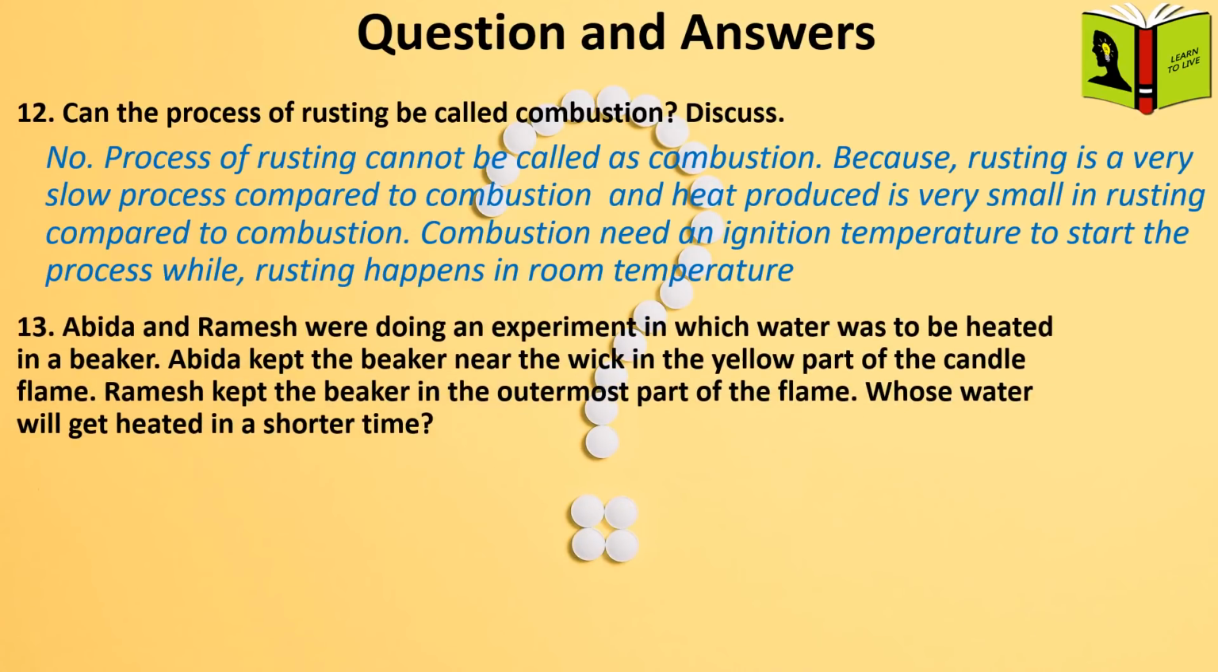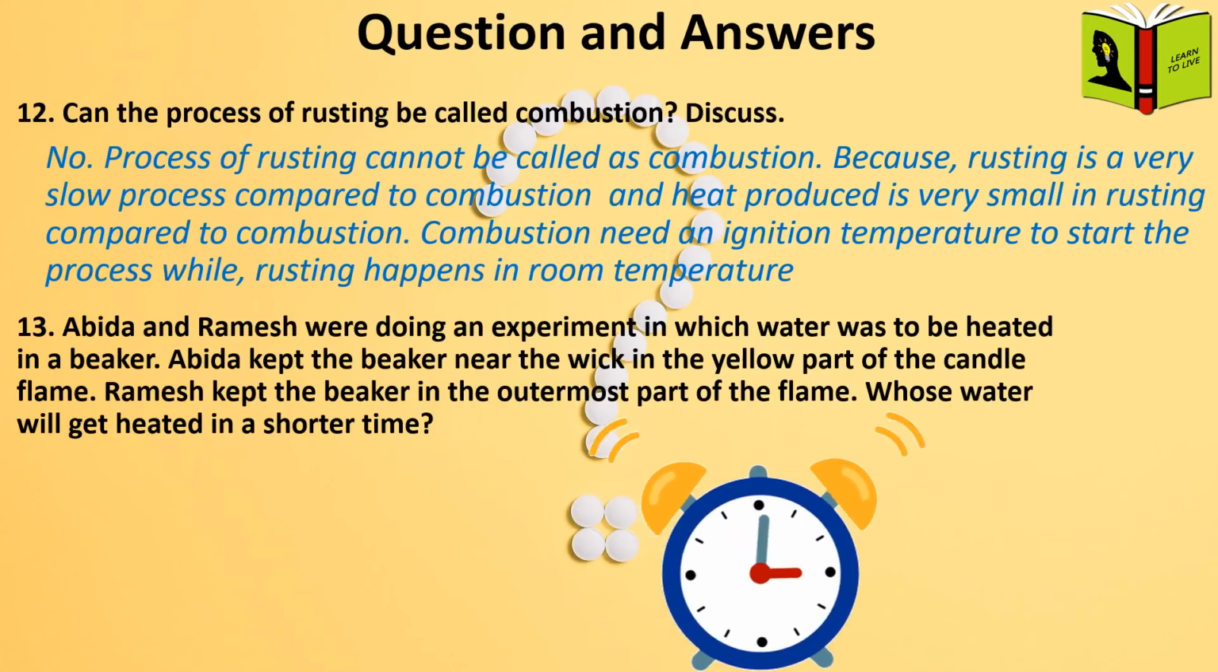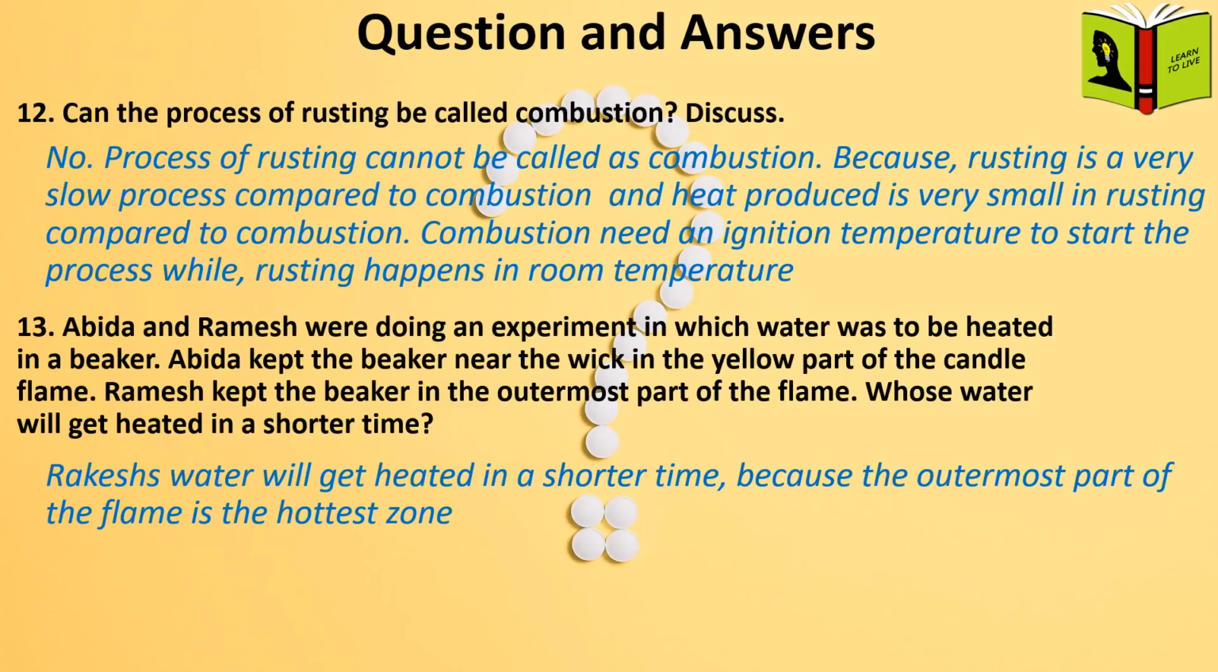Question 13. Abida and Ramesh were doing an experiment, in which water was to be heated in a beaker. Abida kept the beaker near the wick, in the yellow part of the candle flame. Ramesh kept the beaker in the outermost part of the flame. Whose water will get heated in a shorter time? Ramesh's water will get heated in a shorter time, because the outermost part of the flame is the hottest zone.